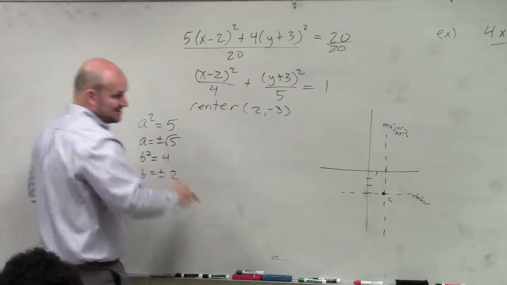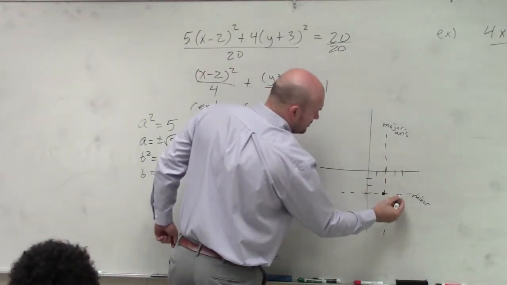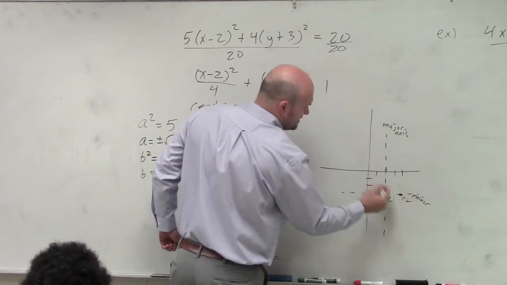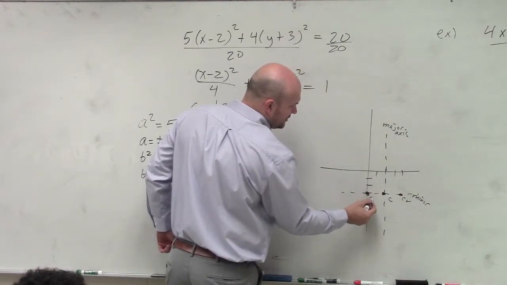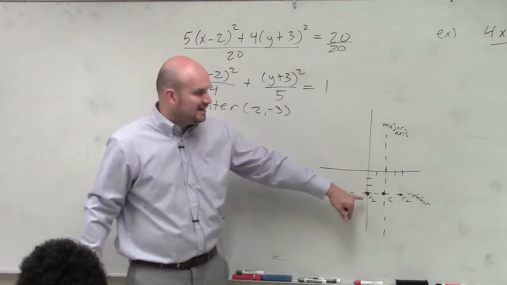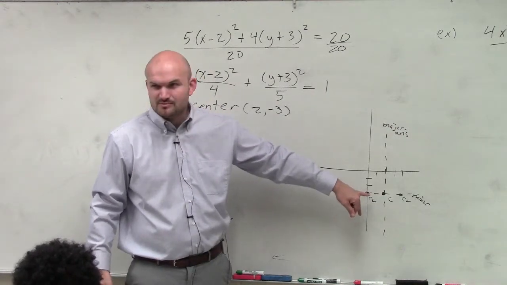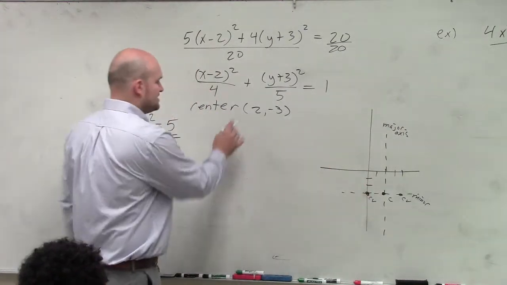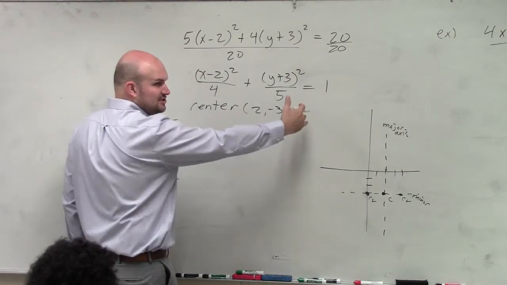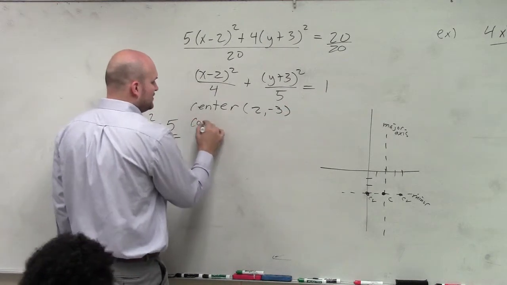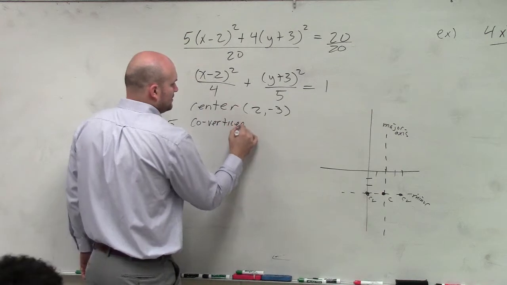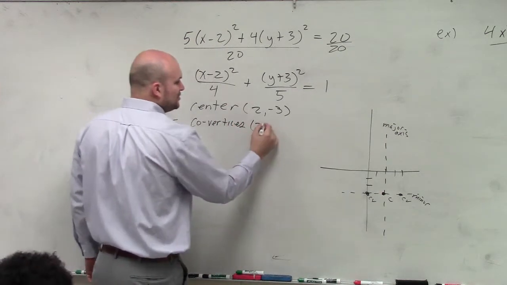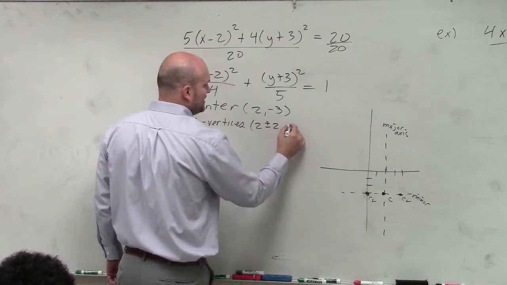So that's on my minor axis. So I'm going to go to the right 2. There's one co-vertex. And then to the left 2. There's another co-vertex. Since I've graphed them, can I easily tell what those points are? Yeah, you're basically just taking the center and going plus 2 and minus 2. So your co-vertices are going to be 2 plus or minus 2 comma negative 3.